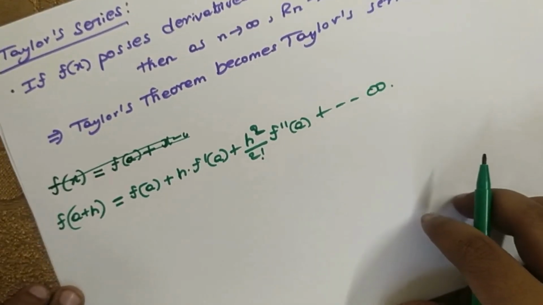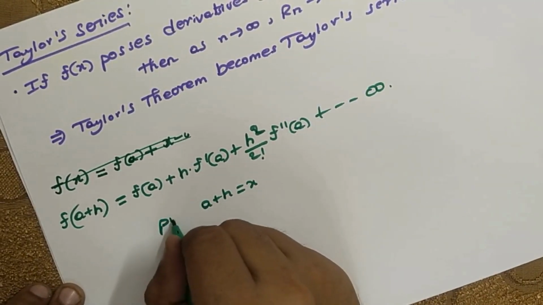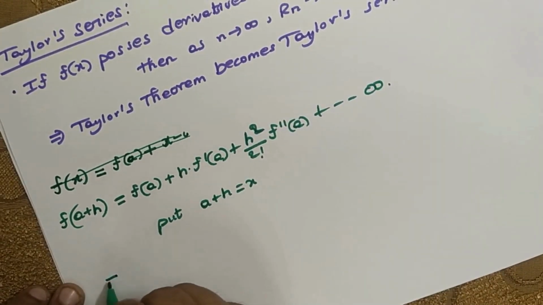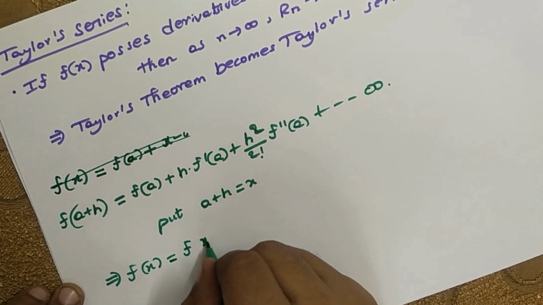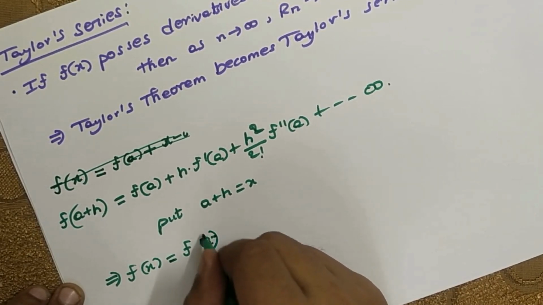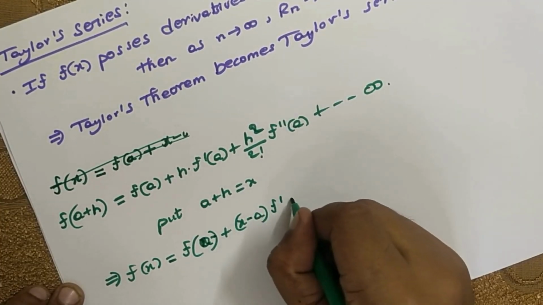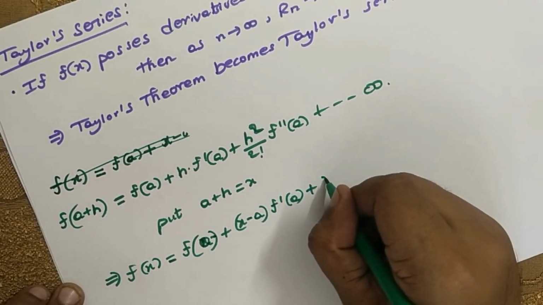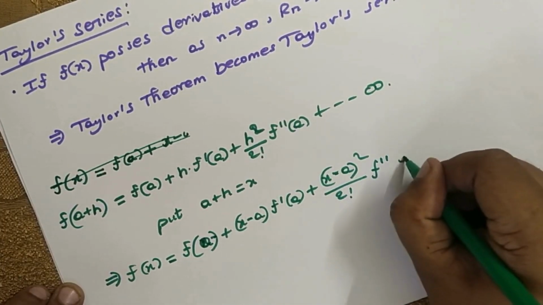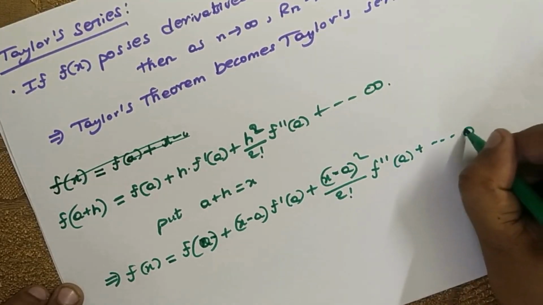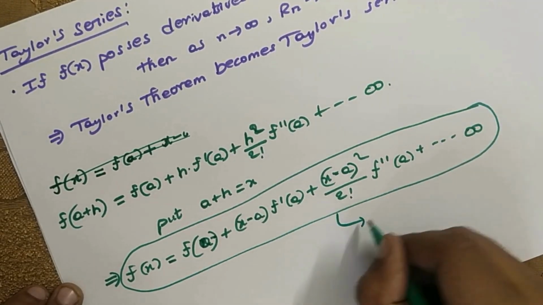Okay, so if we put a plus h as x, which implies f of x is equal to f of a plus x minus a into f dash of a plus x minus a whole square upon 2 factorial into f double dash of a, and so on to infinity. So this is a very important equation. This is what we call the Taylor series.